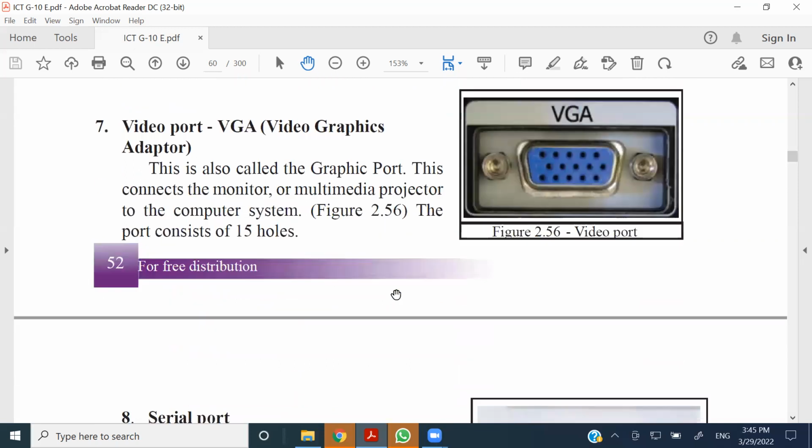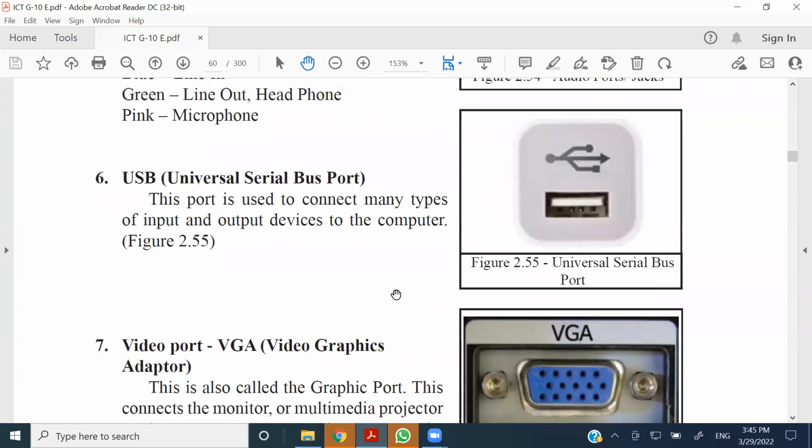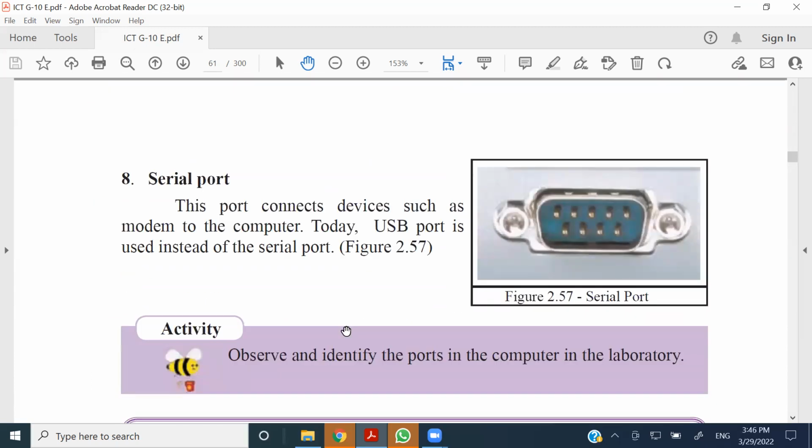So USB and VGA, we talked about these two. USB is the latest technology regarding connectivity, and VGA is kind of old, but we are still using these technologies or the ports on the motherboard. And the very last one is the serial port. Earlier there was a parallel port. This is a serial port.